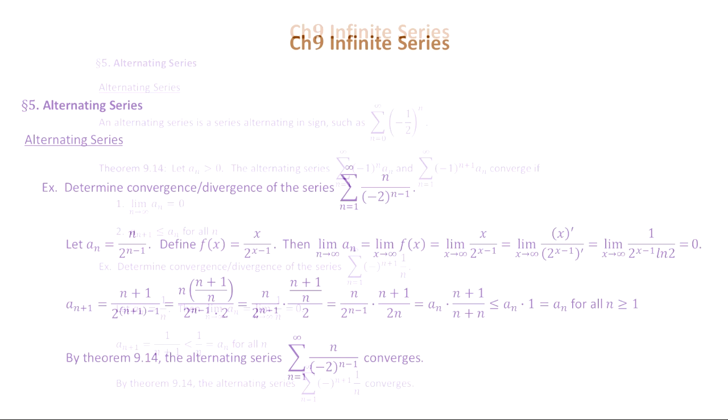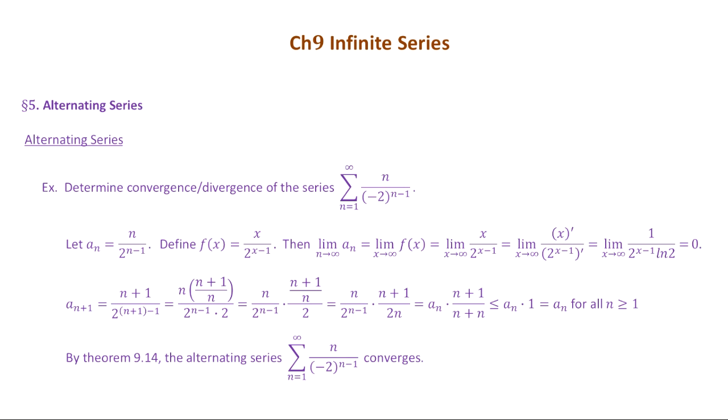All right, let's do another example. This time we have the series n over negative 2 to the n minus 1. Okay, so this is again an alternating series because you get negative 1 to the n minus 1 as the sign. And again, the terms just change from positive to negative and negative to positive, back and forth.